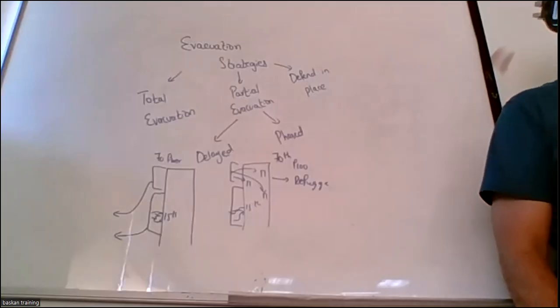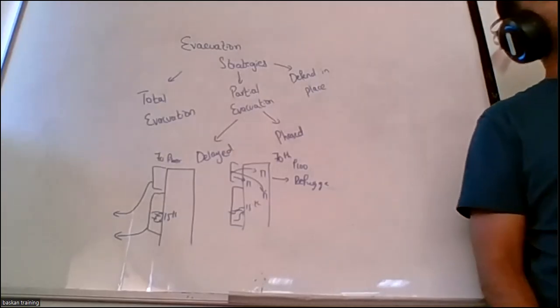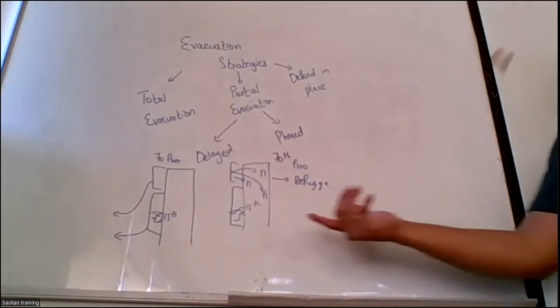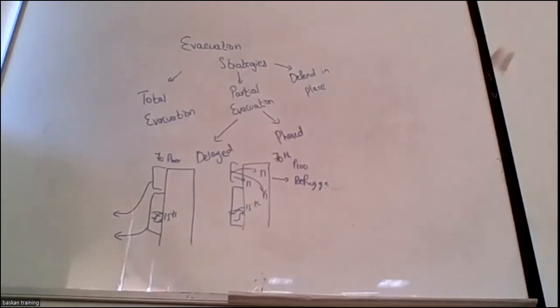As I said, there could be healthy, there could be disabled occupants. So the movement could be fast or movement could be slow. Based on that, you have to evacuate. In high-rise buildings, you cannot always call for total evacuation. You have to go for delayed or phased evacuation.